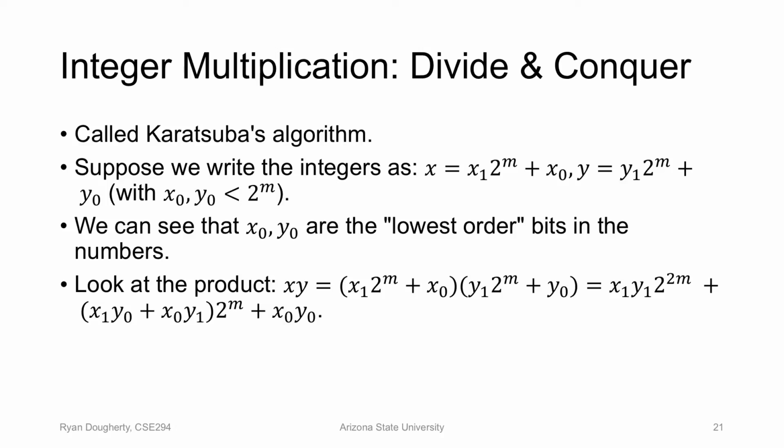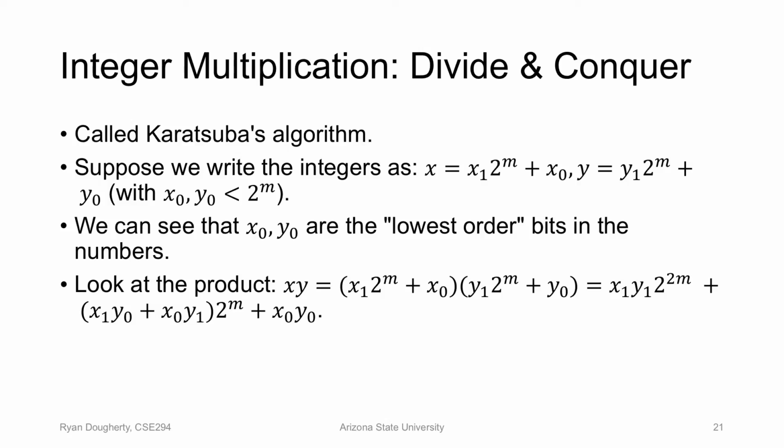So how many multiplications do we have? Well, 2 times 2 to the m, that's just a shift. That's not a multiplication, right? So I don't need to worry about the shifts here. So the real parts of the multiplication are x1 and y1 together, x1, y0, x0, y1, and x0, y0. So how many multiplications do I have here? How many? 4, right?